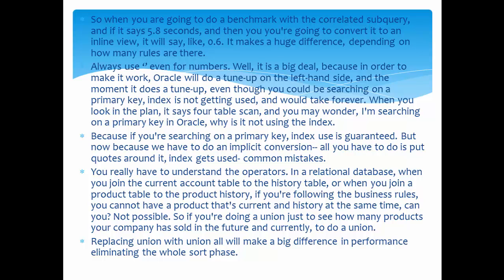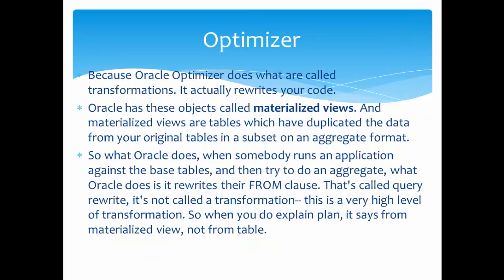Common mistakes: you really have to understand the operators in a relational database when you join the current account table to the history table, or when you join a product table to the product history. If you are following the business rule, you cannot have a product that's current and history at the same time. Not possible. So if you're doing a union just to see how many products your company has sold in the past and currently, replacing union with union all will make a big difference in performance, eliminating the whole sort phase.